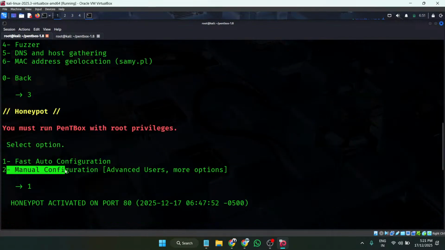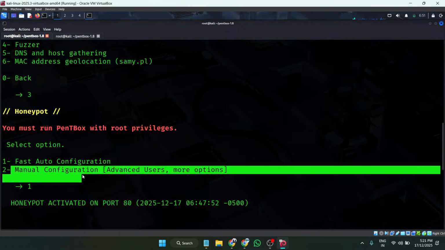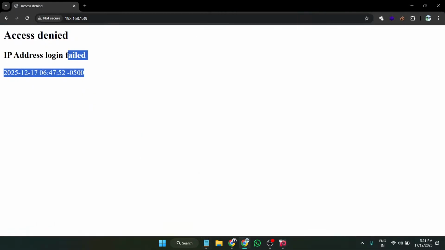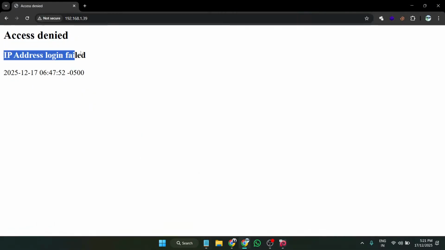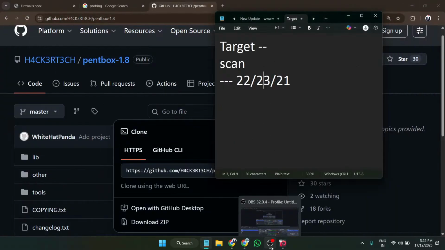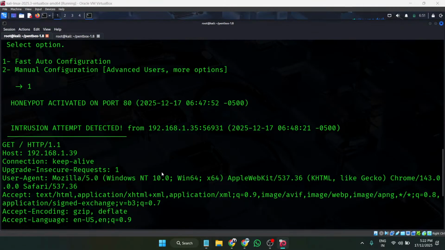Now we will jump to the manual configuration. We have already seen the fast auto configuration. By default, you can see that it set a message, IP login failed, access denied. Which might look very luring to the attacker, because it says login failed, access denied. The attacker will try to bypass that. So if we want to change the message or something like that, we can do that.